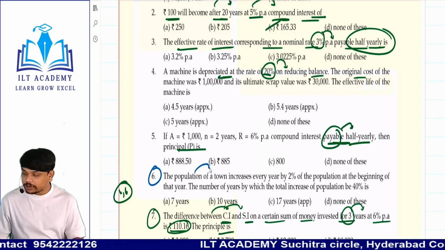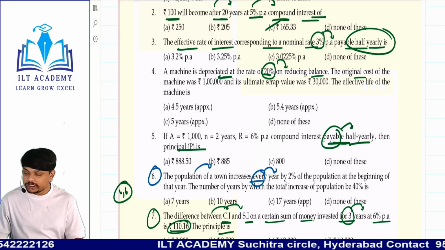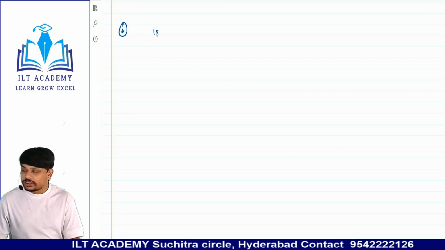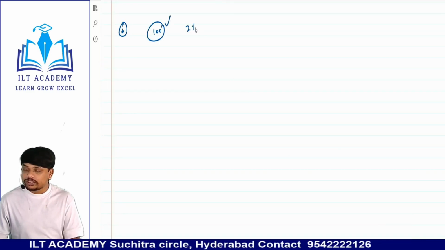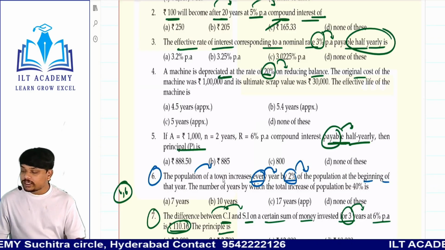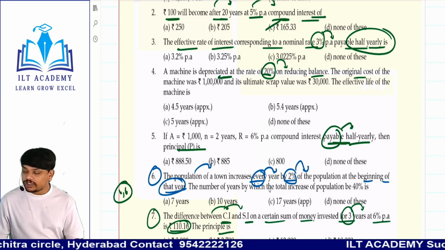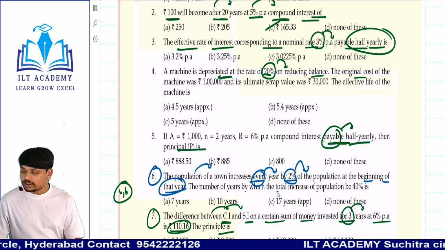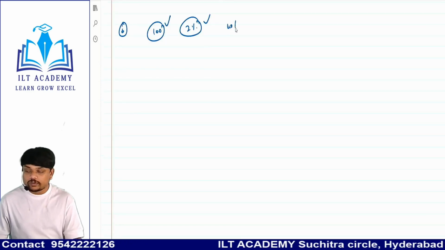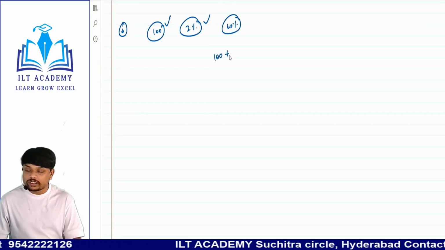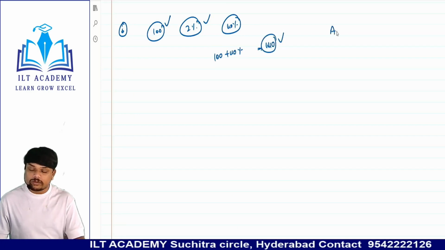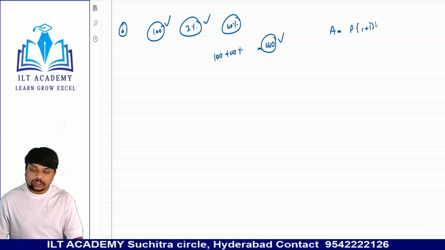Now what is the thing? The population of a town increases every year by 2% of the population. So let us suppose 100 is the population. It is growing at 2%. Now what is happening? In how many years does the total increase by 40%? When will it be 40%? What does an increase of 40% mean? 100 plus 40% is 140. This is the amount. So amount is equal to P into 1 plus I whole power n.